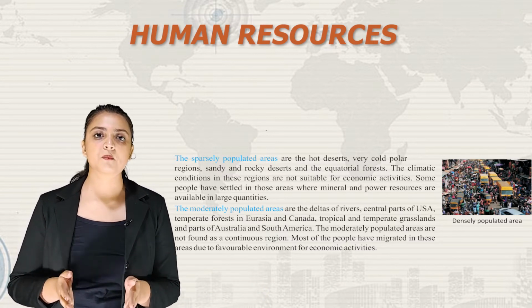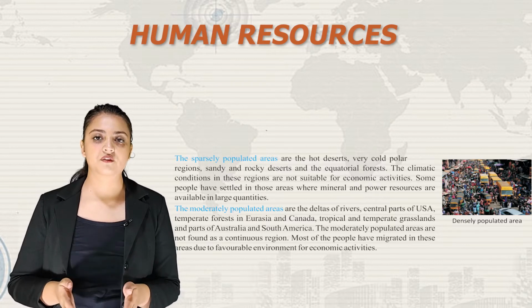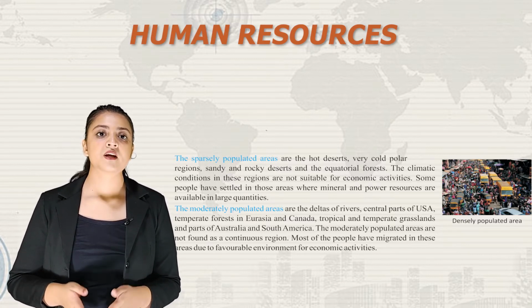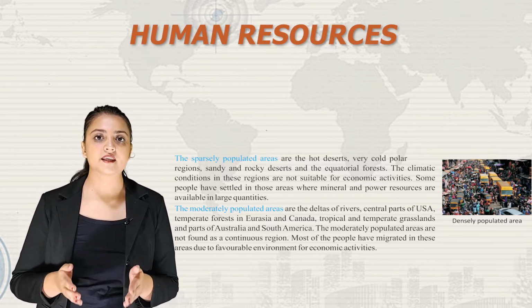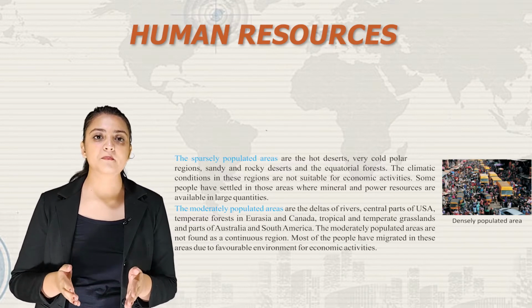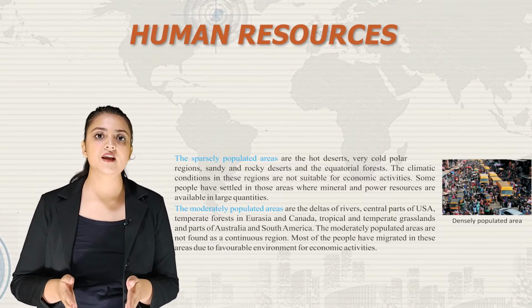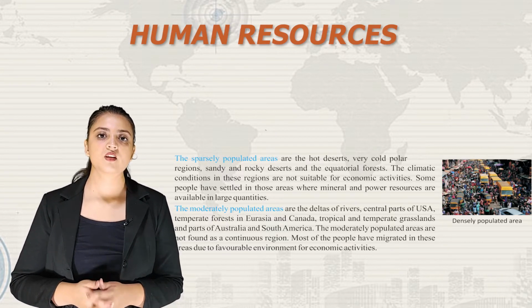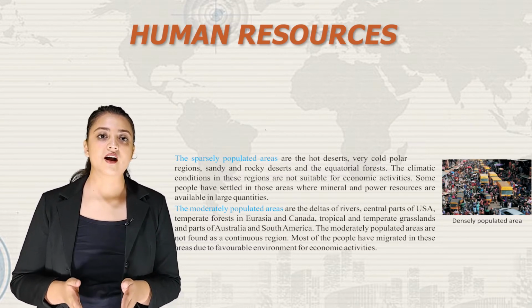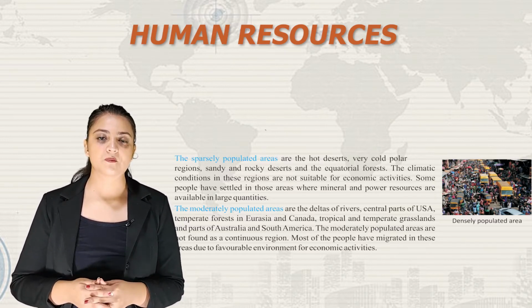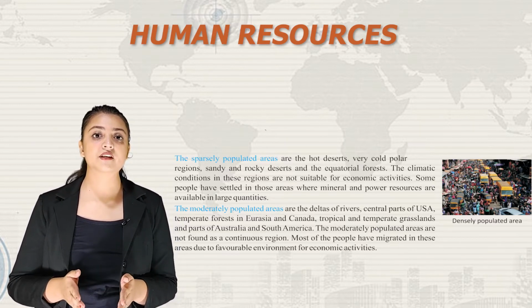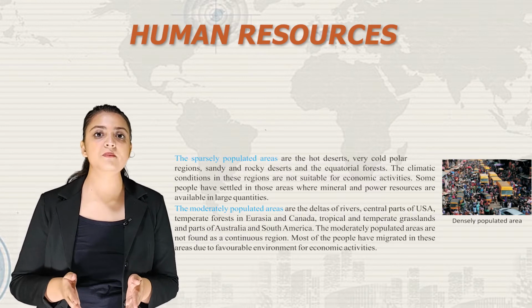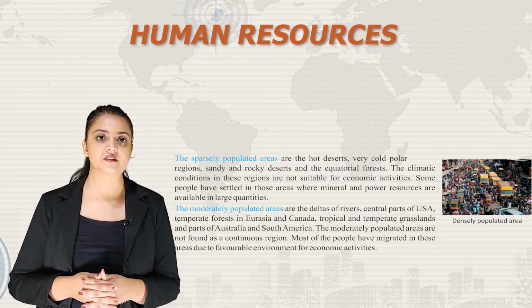The moderately populated areas are the deltas of rivers, central parts of USA, temperate forests in Eurasia and Canada, tropical and temperate grasslands, and parts of Australia and South America. The moderately populated areas are not found as a continuous region. Most of the people have migrated to these areas due to a favorable environment for economic activities.